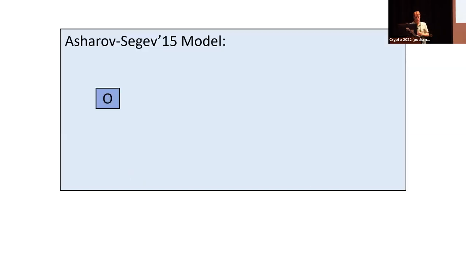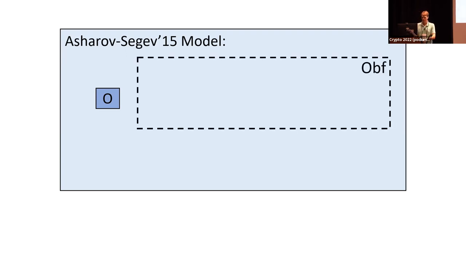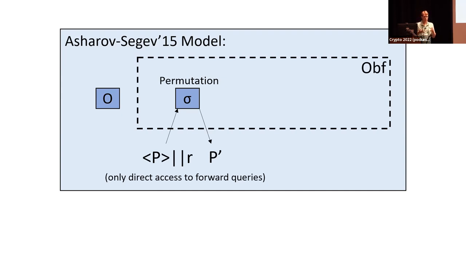Okay, so our inspiration is going to be this Asharov-Segev model for obfuscation. They came up with this model for entirely different reasons, but it'll be a useful starting point. What they do is they start out with a random oracle, and then they augment it with another oracle that implements an obfuscation scheme. There's going to be a couple parts to this oracle. One is going to be a random permutation sigma. Think of this permutation sigma as the procedure to obfuscate code. It's going to take as input the description of some program P, as well as some random coins, so it can be a probabilistic obfuscator. The output's just a string, but we'll interpret it as some obfuscated code P prime.